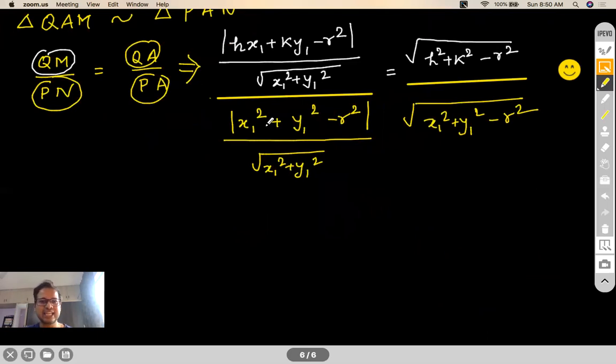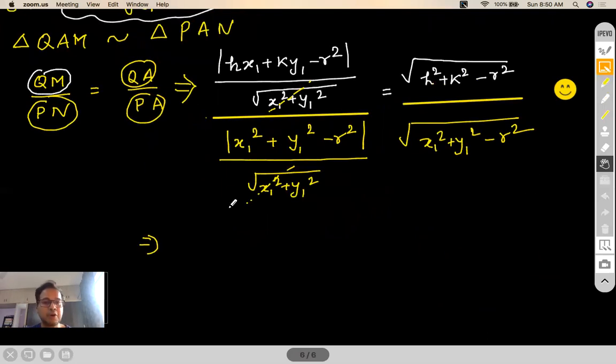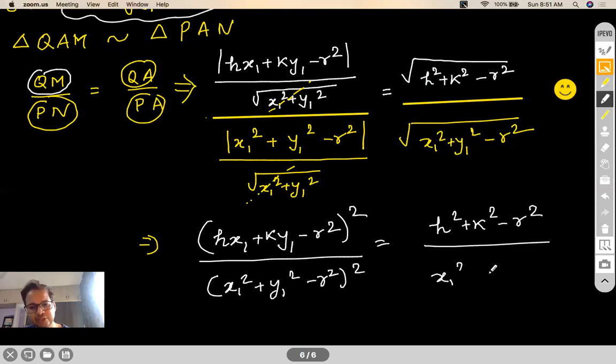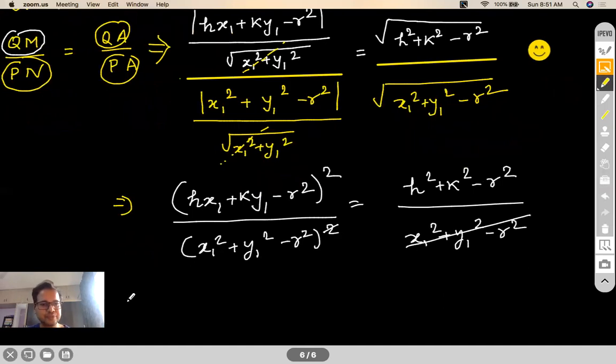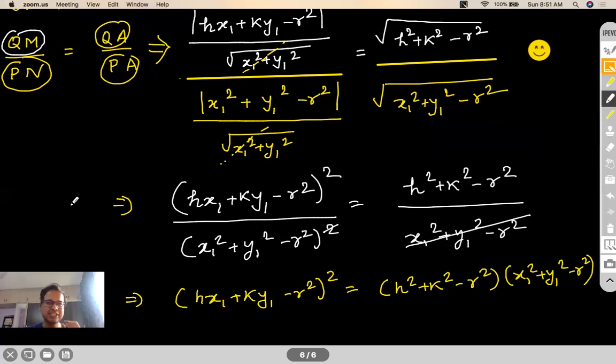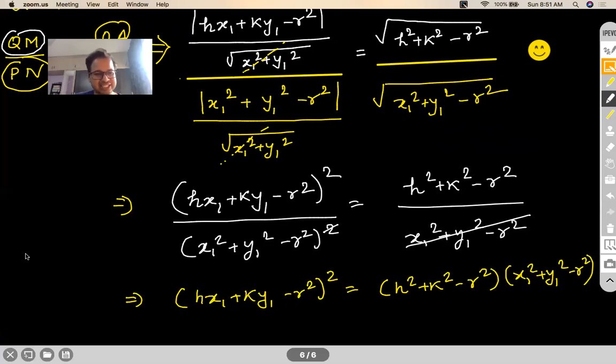On simplification, I can do one thing. I can cancel off this with this. In fact, let us square both the sides so that we get rid of the mod and the square root. So this square by this square is equal to this by this. You see this expression is very similar to this, so one of the powers will also get cancelled off. Correct? Now let us take this part to the other side. So it will be (hx1 + ky1 - r square) whole square is equal to (h square + k square - r square) times (x1 square + y1 square - r square). Now here we need to generalize, right? This was with respect to a very specific position that we had written. Now we need to generalize. So when we generalize, what do we do?